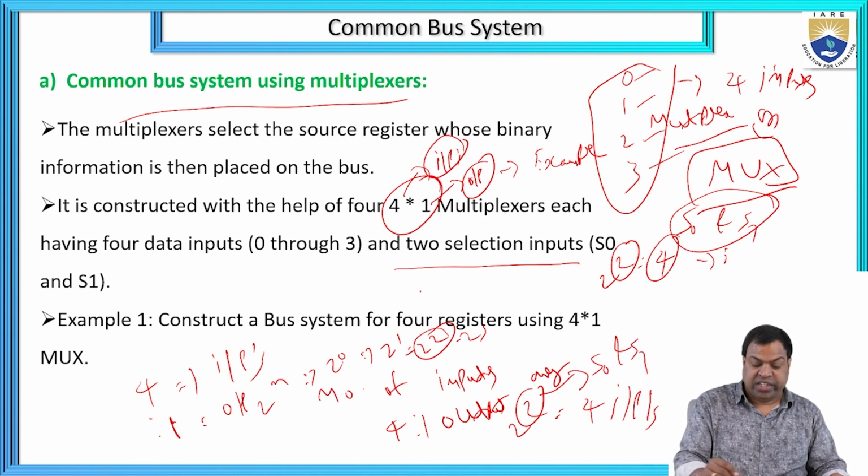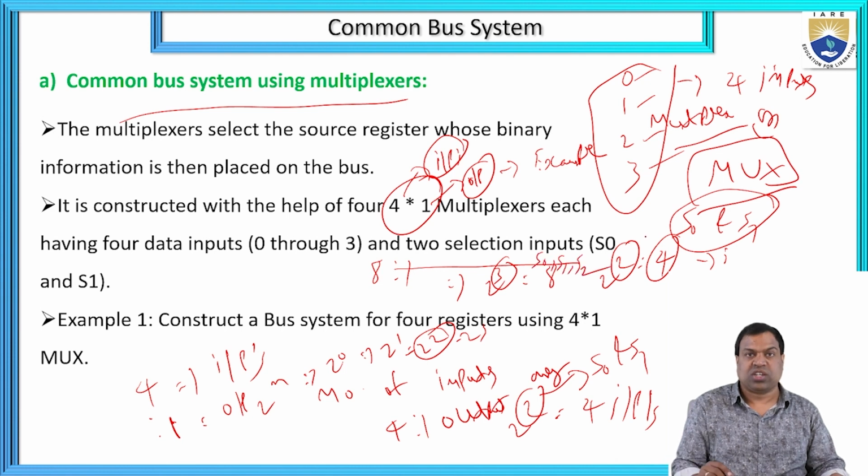Suppose I am taking 8 is to 1, 8 is to 1, that is called 2 cubed equals 8. Cube, that is 3, means 3 switches: S0, S1 and S2 selection lines. So here I am taking one example.